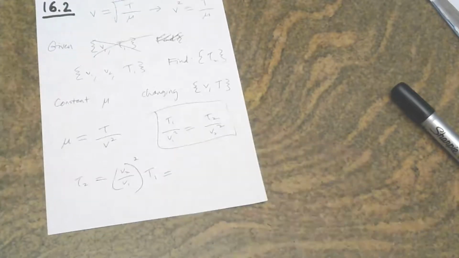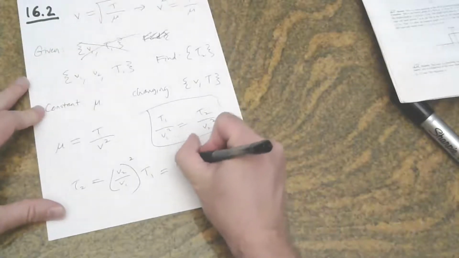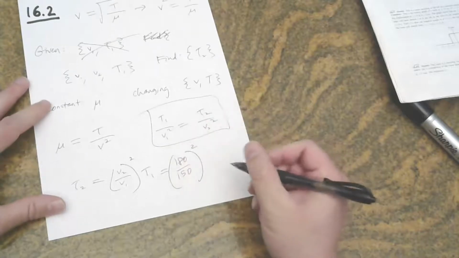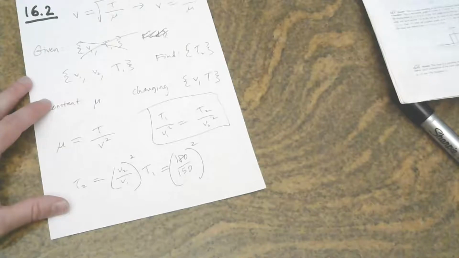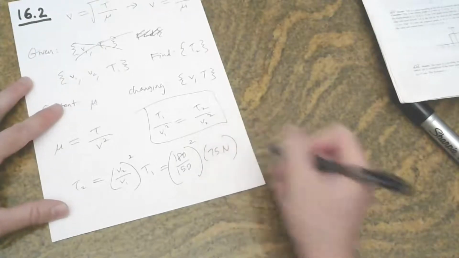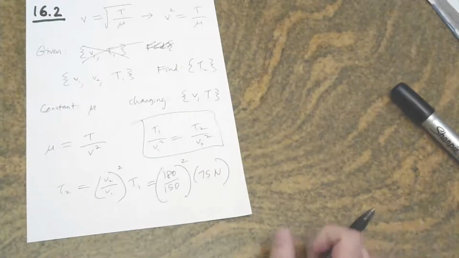So we just take the ratio of the speeds. And what was it? Originally, it was 150, and we need it to be 180. So 180 compared to 150, square that number, and we multiply by the original tension, and we were told that was 75 newtons. Maybe you've got the book in front of you so you can see the numbers as I go along here. And I'm going to have to grab my calculator.